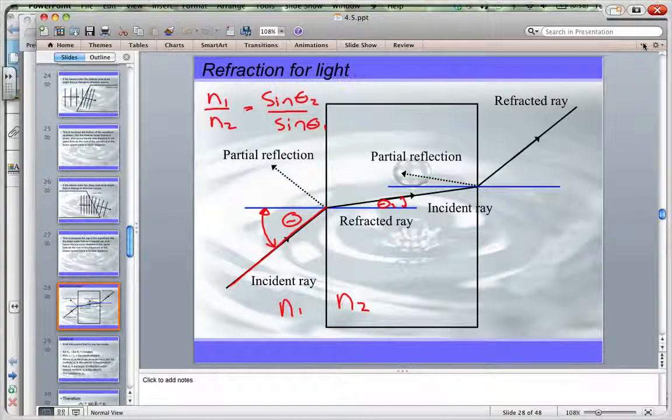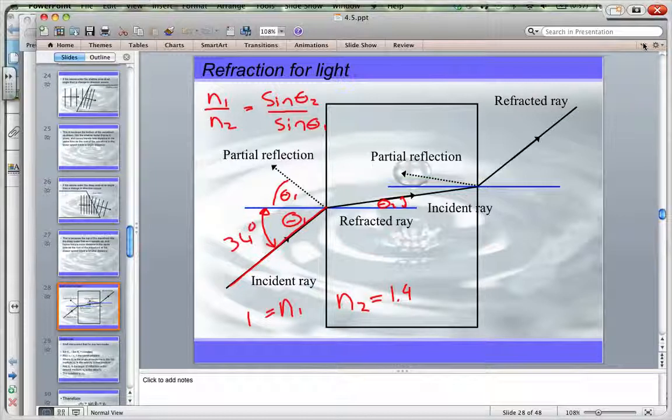If this is theta 1, this would also be theta 1 over here. The reflection, you get what we call partial reflection. Those are always the same. But this is when you put this into our formula. So let's just say this refractive index over here is 1.4. We say that this is air, so this is equal to 1. Let's just say this is 34 degrees.